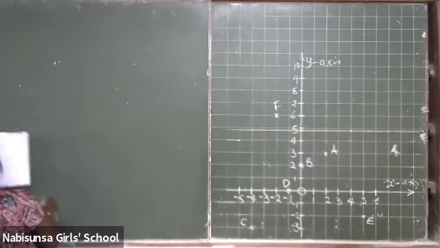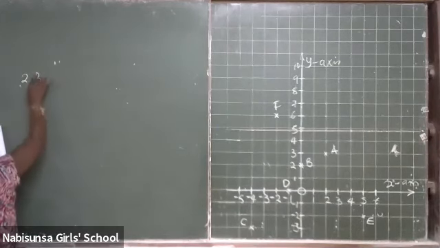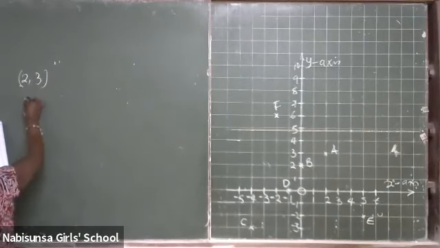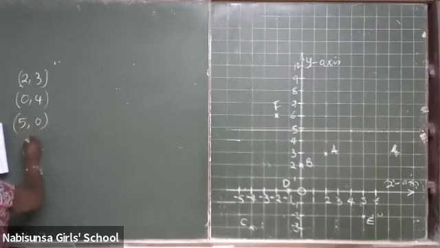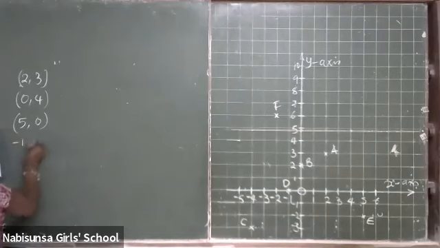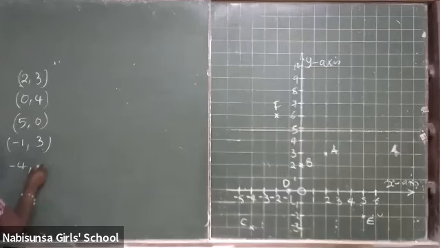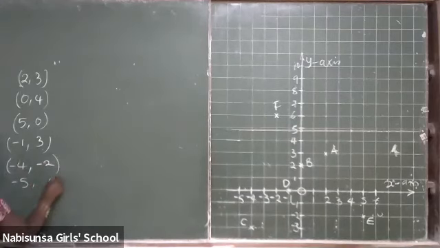The first point is 2, 3. The next point is 0, 4. Third point is 5, 0. Then we have negative 1, 3. We have negative 4, negative 2. We have negative 5, 4. So when you look at the x values, the first numbers are the x values.